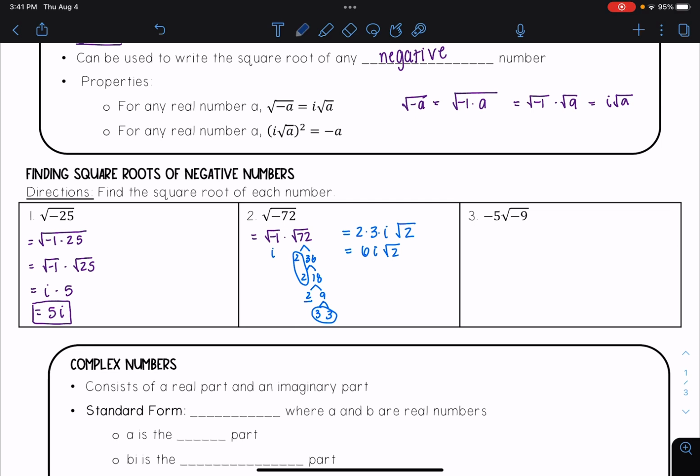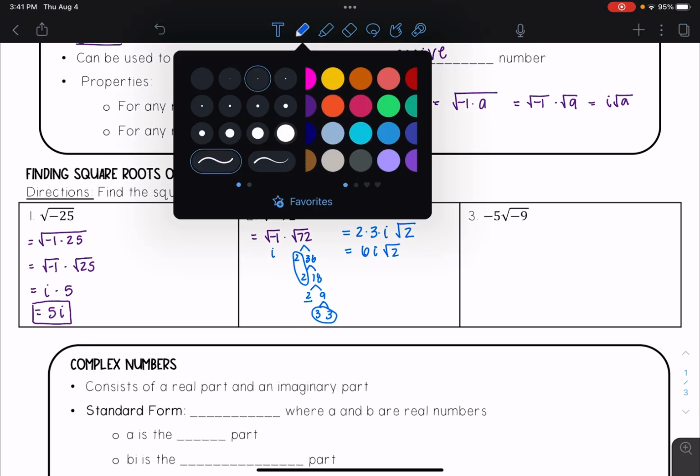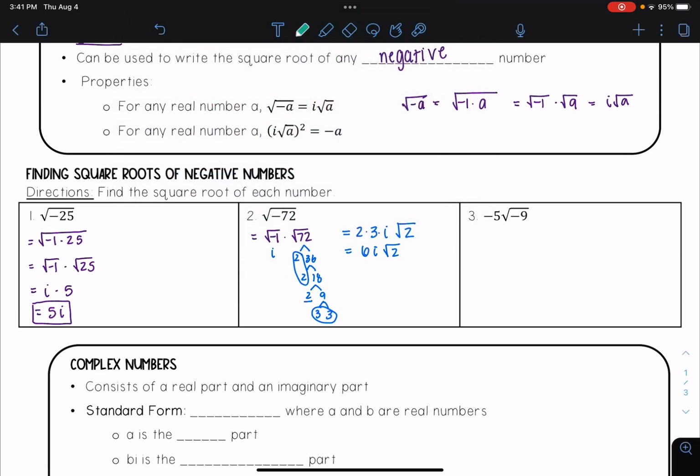Another way that we could have done this is that you could have recognized that the square root of 72 is the same thing as the square root of 36 times the square root of 2, since 36 times 2 is 72, and then seen the square root of 36 is 6, and gotten 6i square root of 2. Either way works.